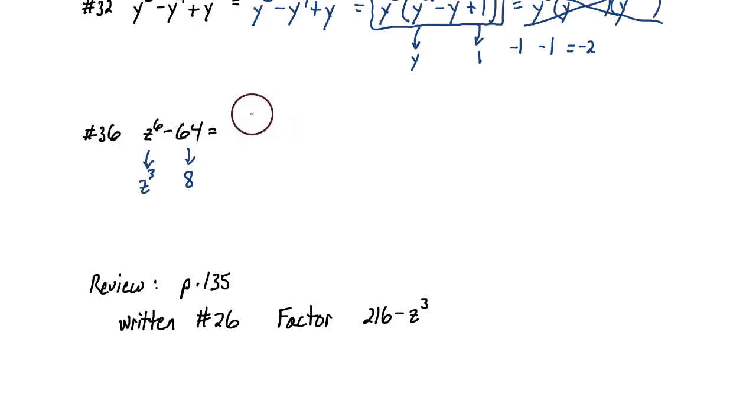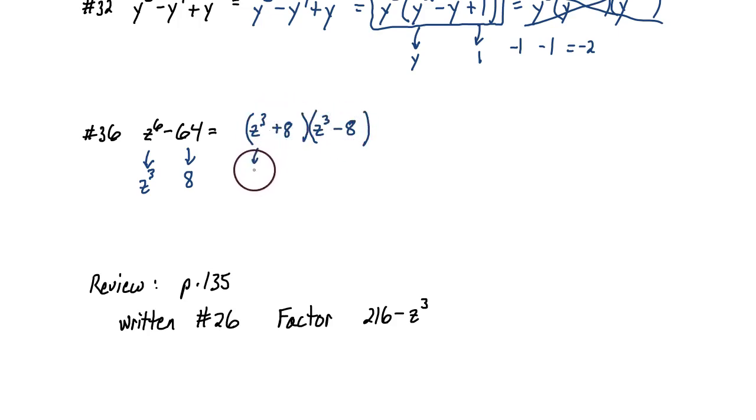I'm going to use the difference of squares pattern, which involves 2 sets of parentheses. Z to the 3rd times Z to the 3rd is the Z to the 6th. Positive 8 times negative 8 is the negative 64. Now inspect both of these. Are they special cases? Yes, they are. This is a sum of cubes. This one's a difference of cubes.